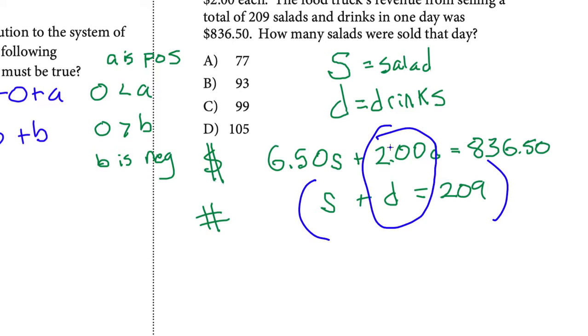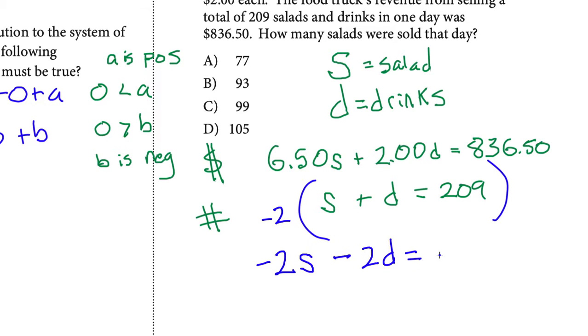Does anyone have this one with a quiet raised hand? How can I multiply that bottom equation such that when I add the two equations, the D's are canceled out? Sergio. -2. There it is. If I multiply this one by -2, my new equation is -2S minus 2D is equal to -418. So I'm going to get rid of this equation. I don't need it anymore.